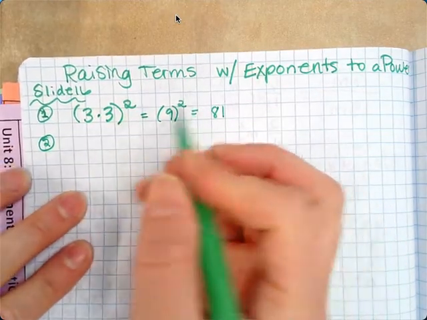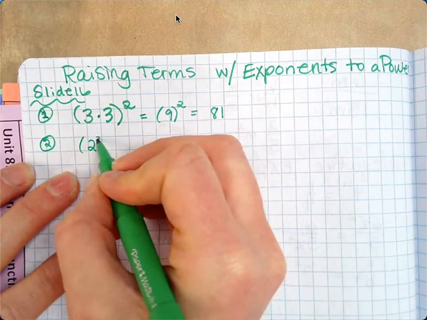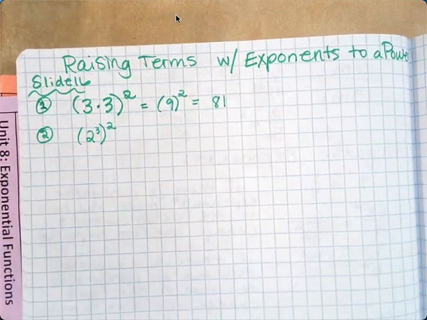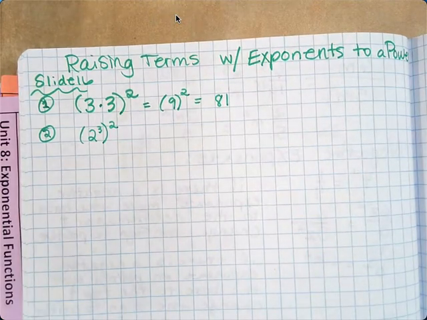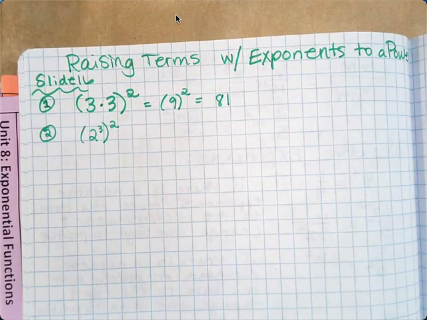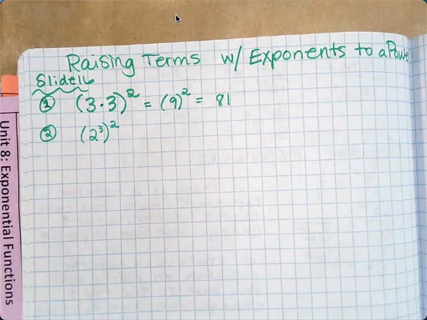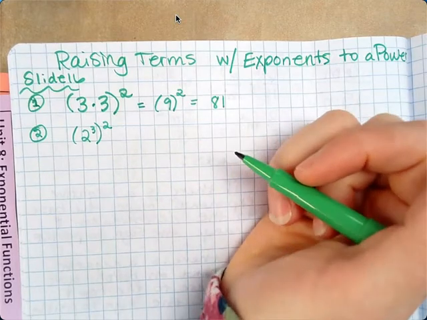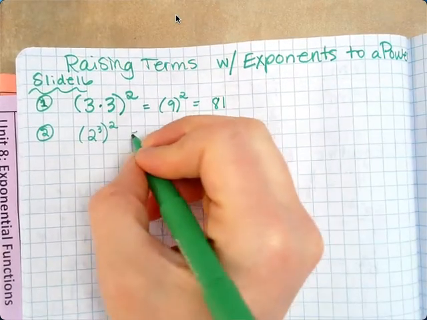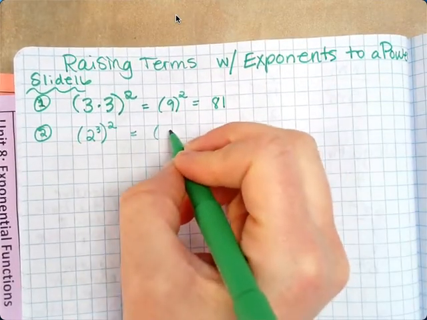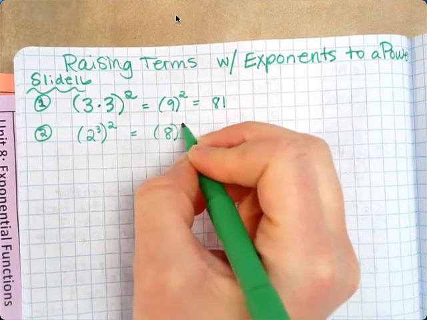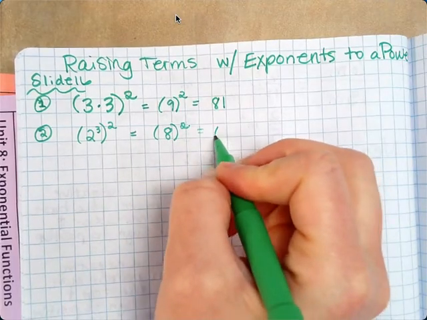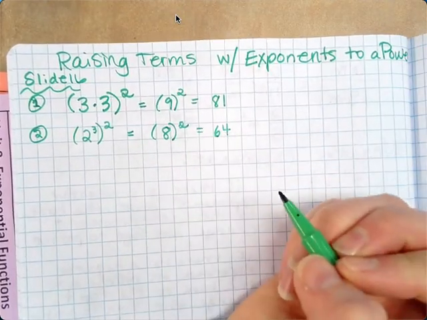And let's do 2 to the third power raised to the second power. If we follow order of operations, what would we do? 2 to the third power. Okay, and what would that be? 8 squared? What does that equal? 64. Okay.